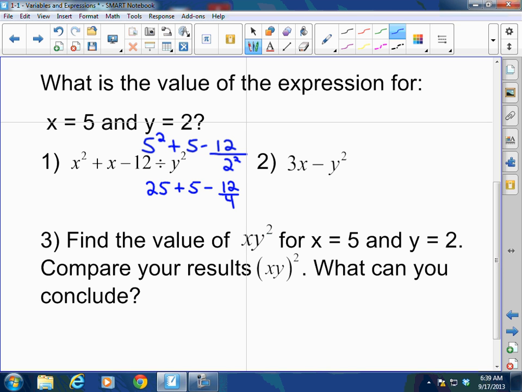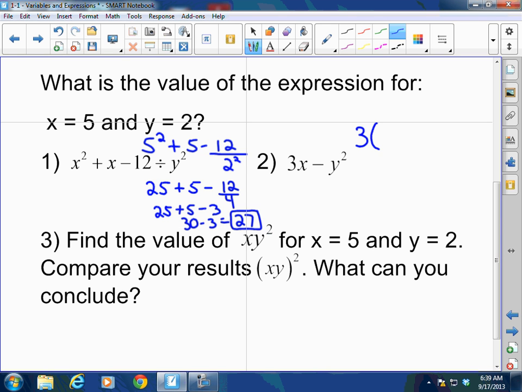Multiplication and division in order from left to right. So I've got 25 plus 5 minus 3. Now addition and subtraction in order from left to right. 25 plus 5 is 30, minus 3 is 27. And that's that. How about 3x minus y squared when x is 5 and y is 2?